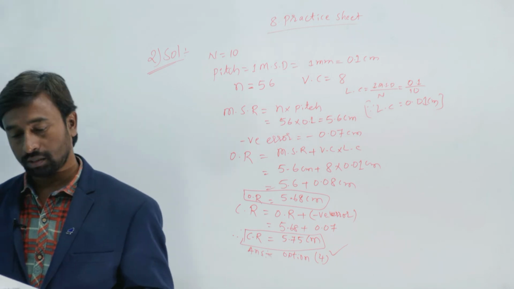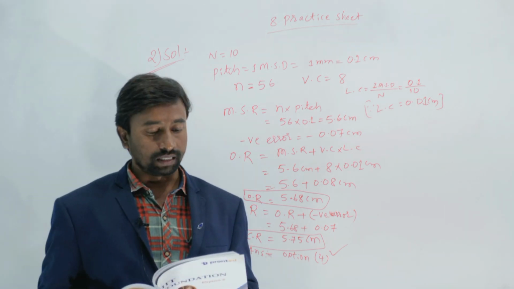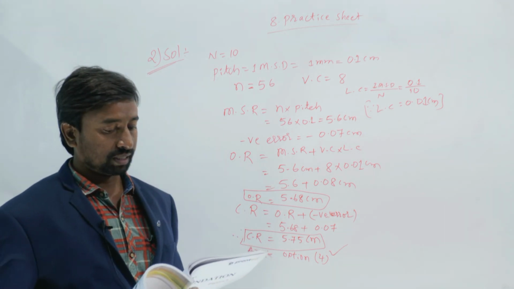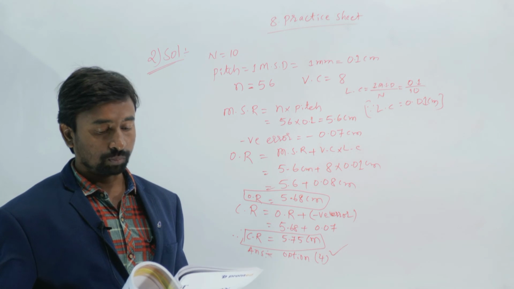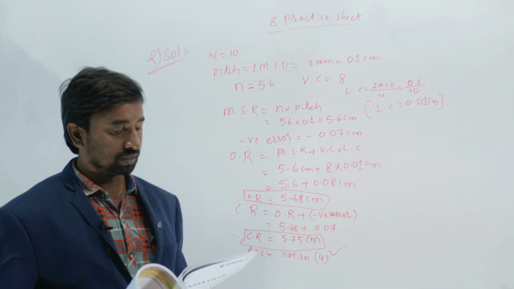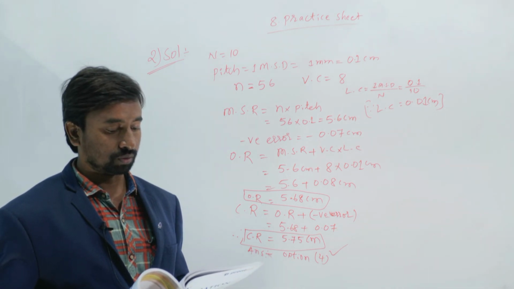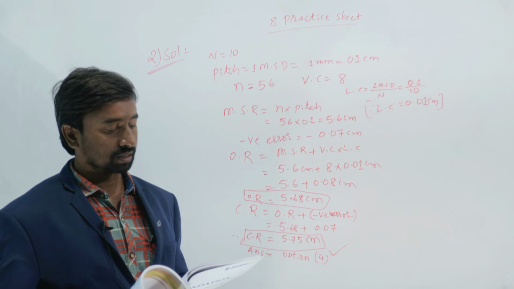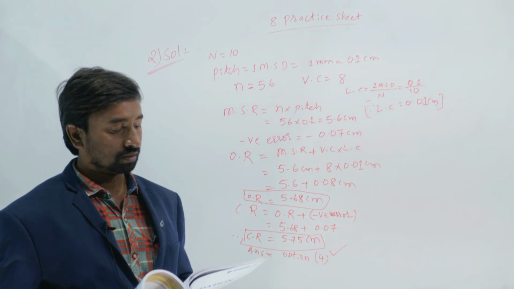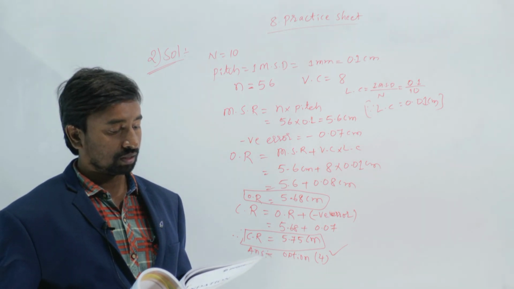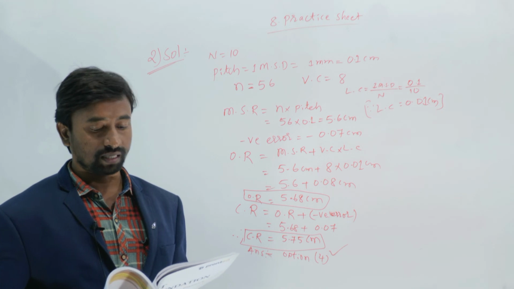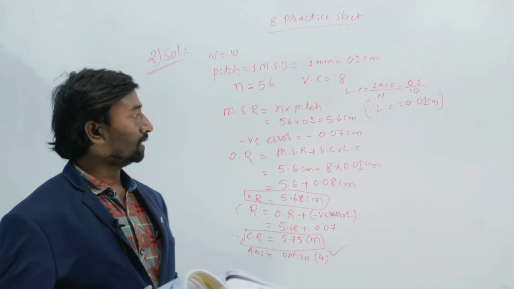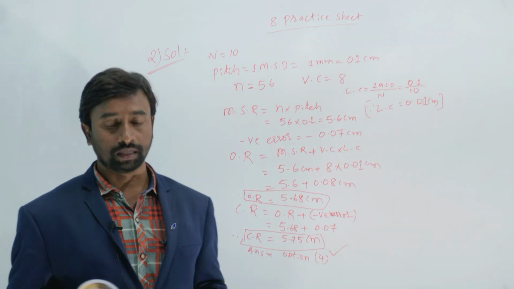We'll read the question here. A Vernier scale has 10 divisions. It slides over main scale, whose pitch is 1.0 mm. If the number of divisions on the left hand of 0 of the Vernier scale on the main scale is 56, then the 8th VSD coincides with main scale. Calculate the length. It is the same like this only. So you can do it as homework.